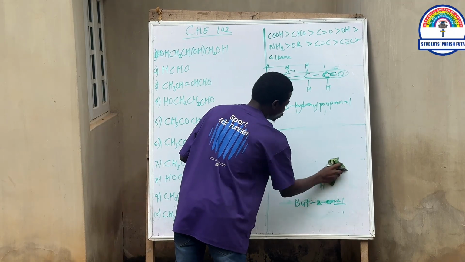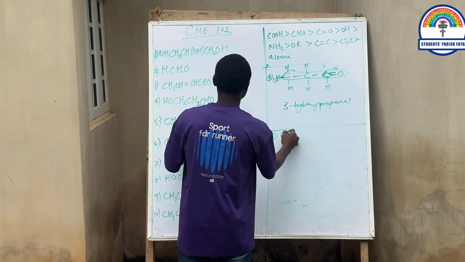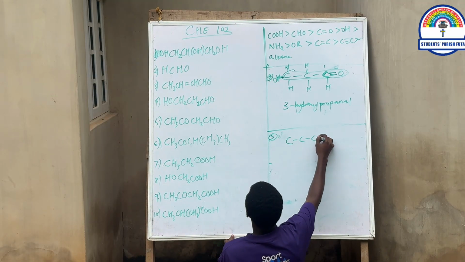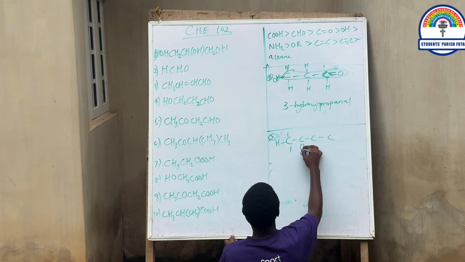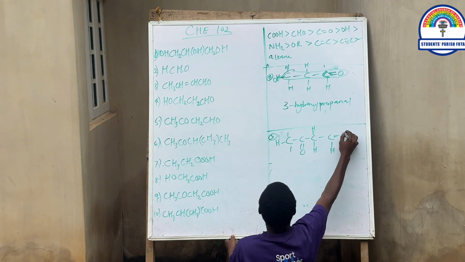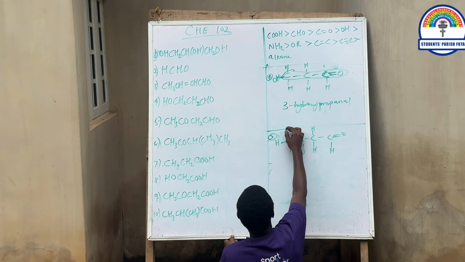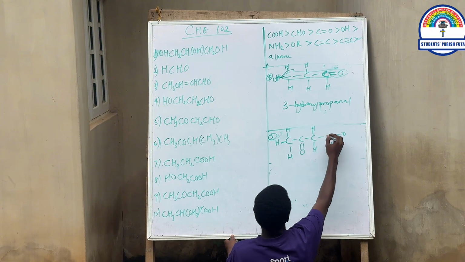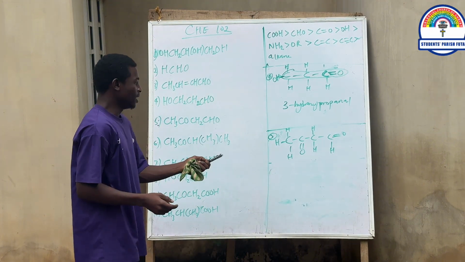Now let's go on to the 5th one. For the 5th one, you have CH3. Let me just draw it. CH3, C, double bond O, H. 1, 2, 3, 4. So this one now, you see.